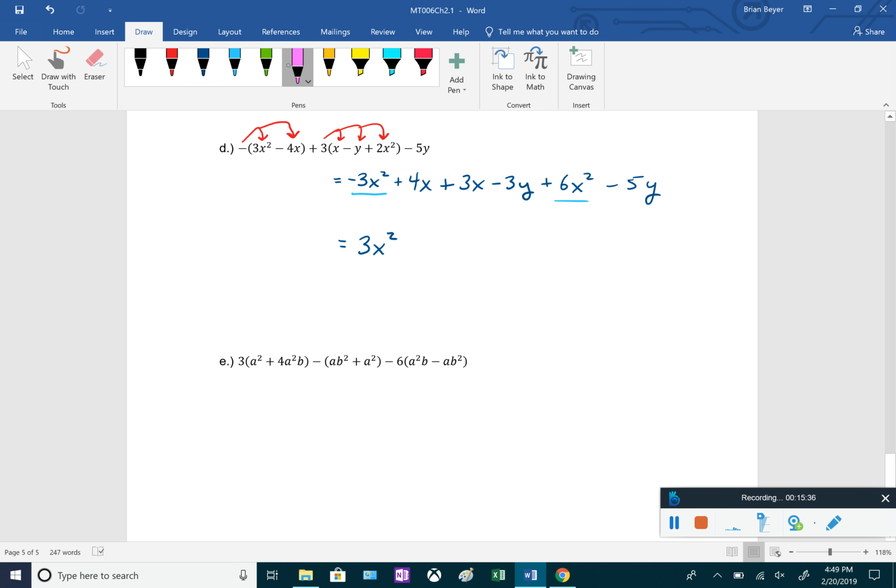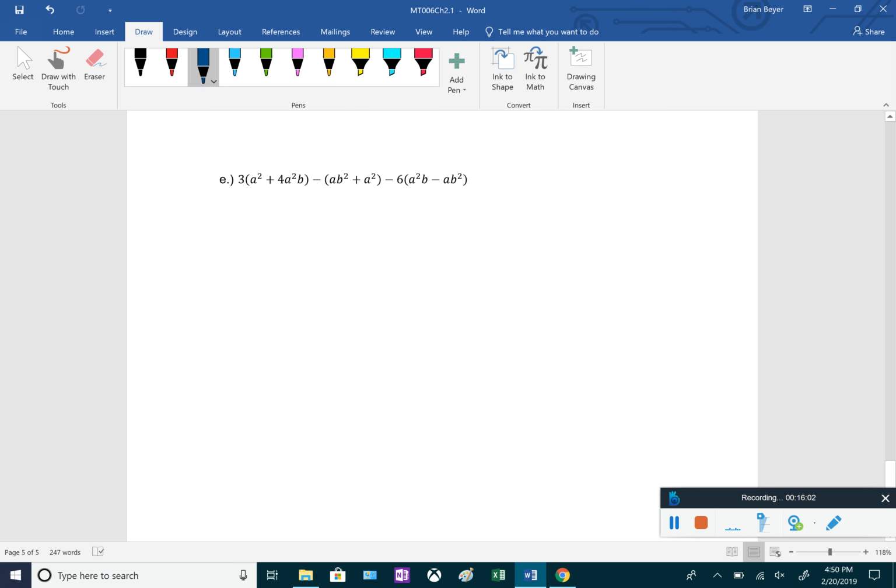And we have some x terms. So we have 4x plus 3x. 4 plus 3 is 7, so 7x. And then we have a couple y terms here. We have negative 3y minus 5y. So negative 3 minus 5 is negative 8, so negative 8y. Okay, and I think this is the last one. Yep, last one right here.